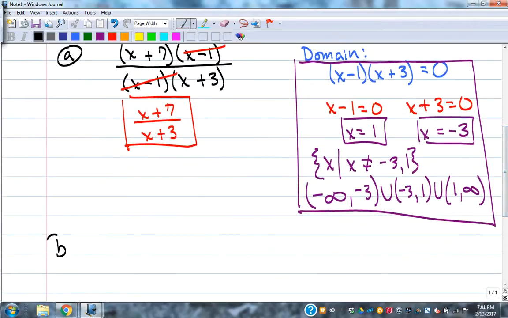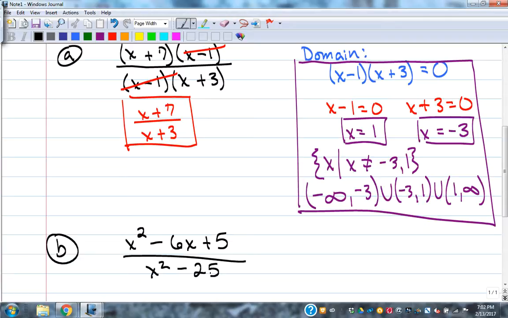All right, let's look at another one. Same instructions. We're going to find the domain, then simplify. Remember, they're going to ask it in the other direction. They're going to say simplify and then find the domain. But we know better. We know that if they give me something like this, I'm going to find the domain of that first.